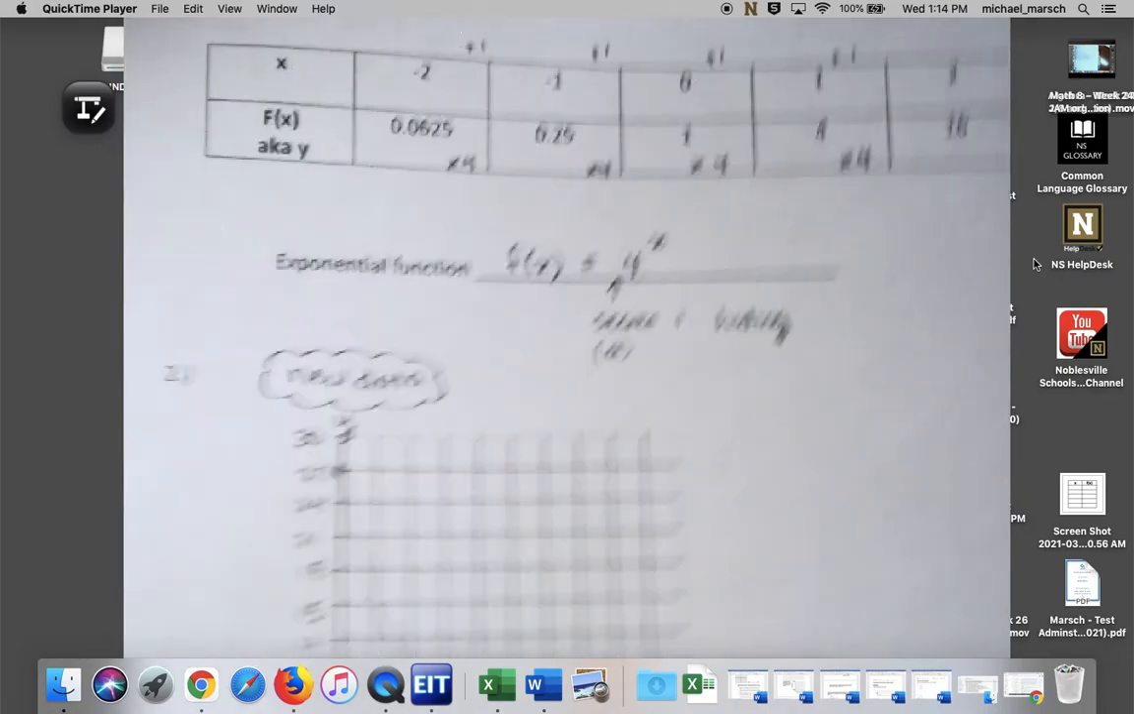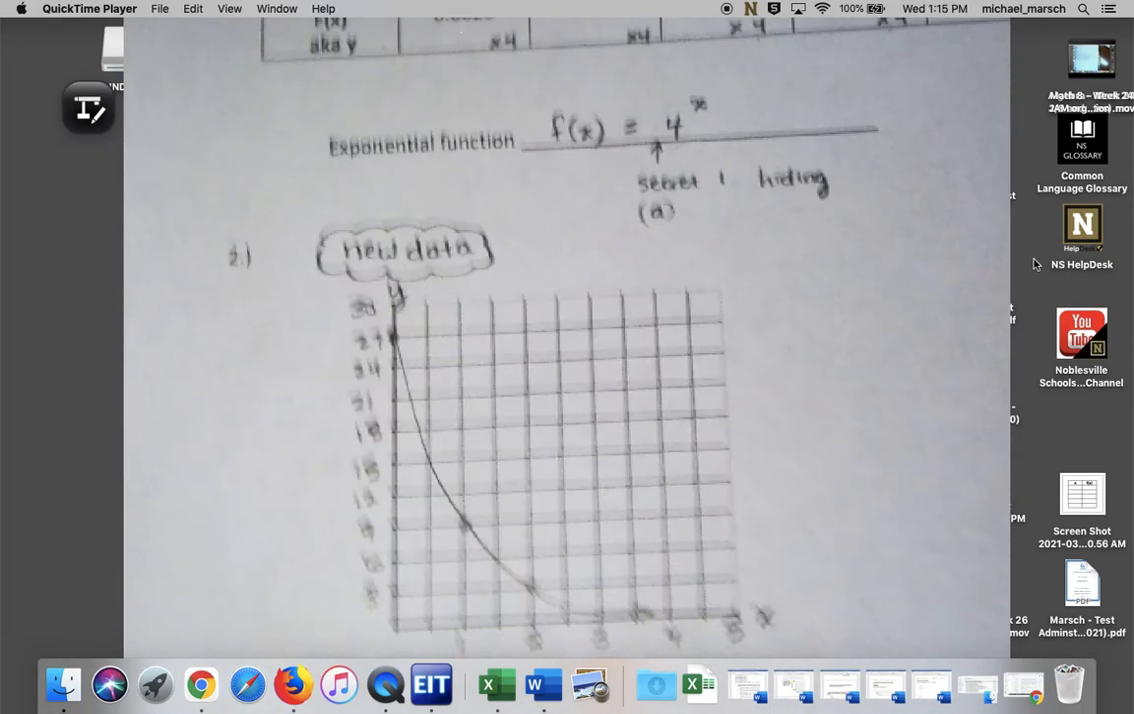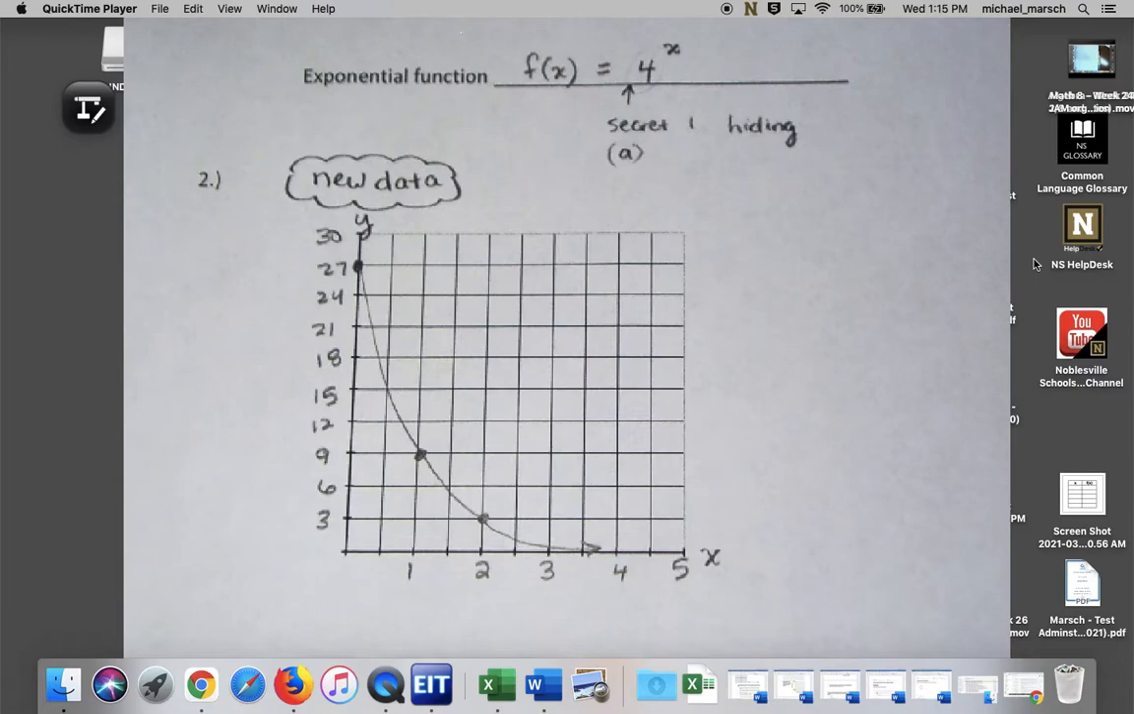Trying to make it so it's dark enough that you guys can see it. There we go, that's a little better.